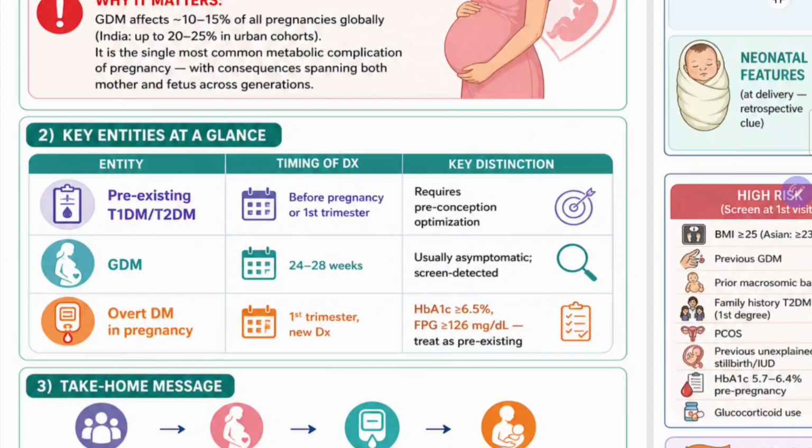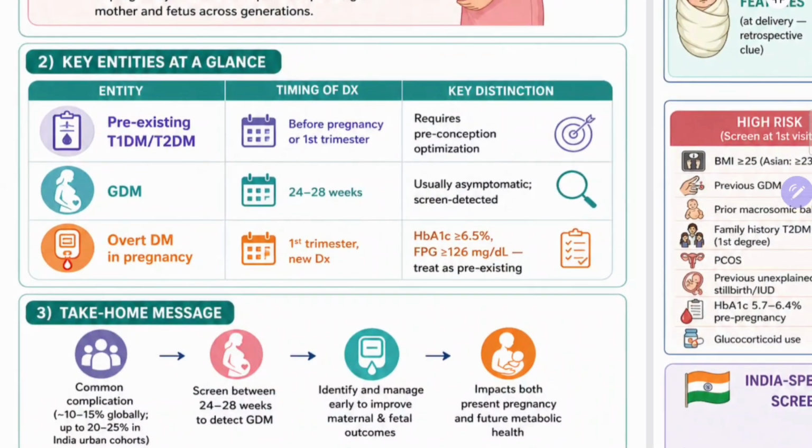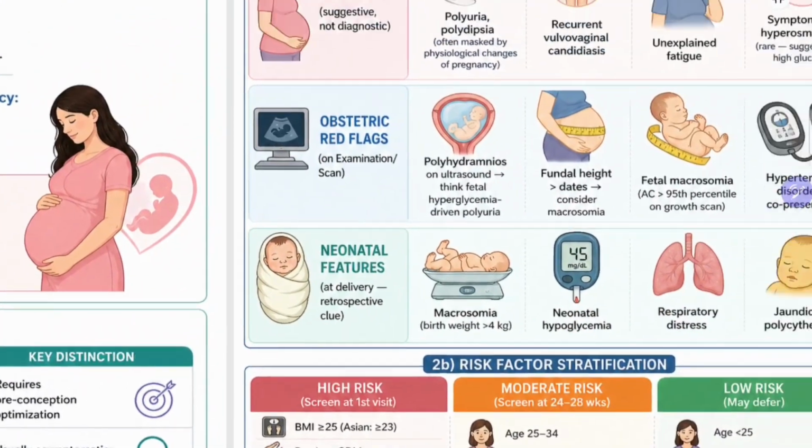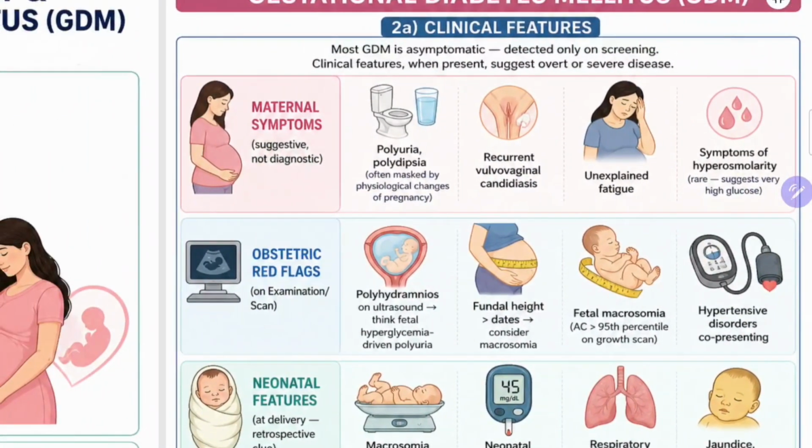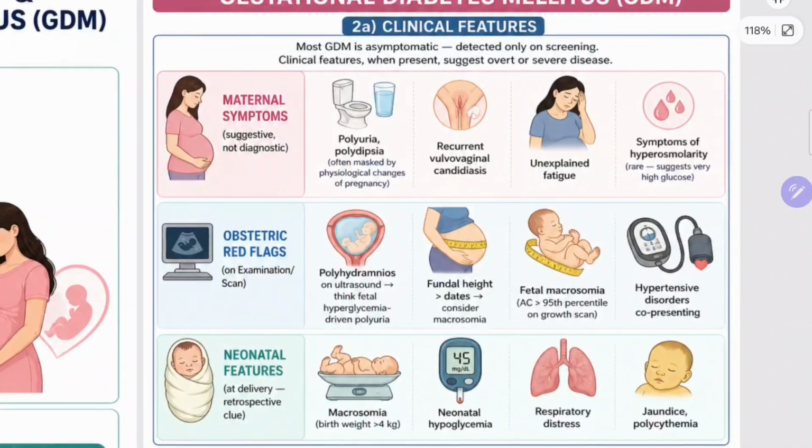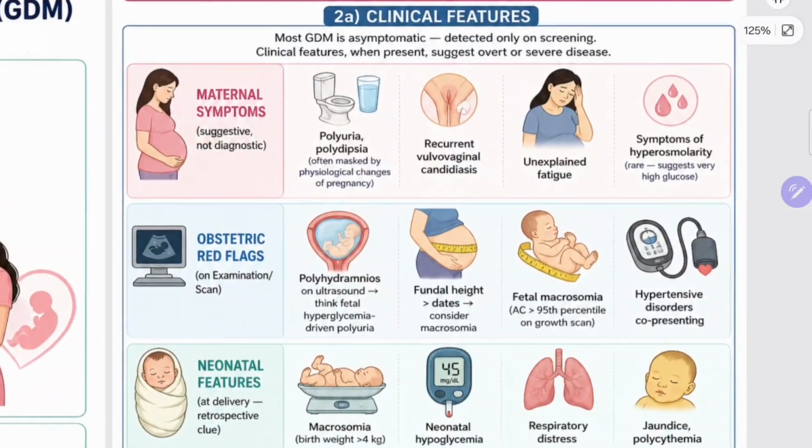Okay. So it is a common complication. Screen between 24 to 28 weeks to detect GDM. Identify and manage early to improve maternal and fetal outcomes. It impacts both the present pregnancy and future metabolic health. Now, what are the features? We will focus on gestational diabetes mellitus. What are the clinical features?